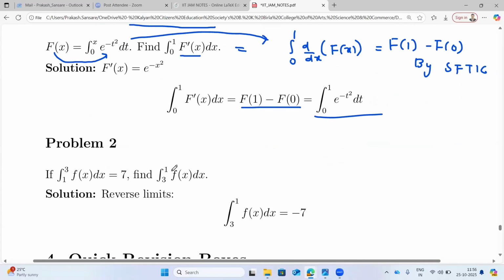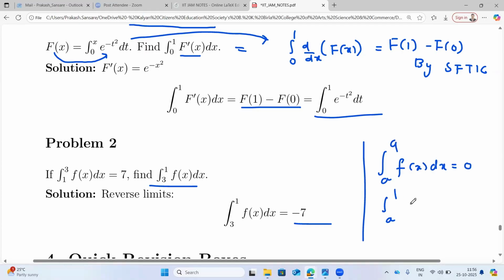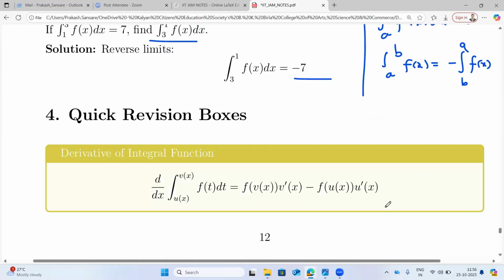Well, the integral from 1 to 3 of f of x dx is equal to minus the integral from 3 to 1, so you just have to reverse the limits. You can reverse the limits. So you should also know the basic rules of integration, like the integral from a to a of f of x dx is always 0. Then the integral from a to b of f of x is also equal to minus the integral from b to a of f of x dx, and so on and so forth. And further the additive property, then the multiplication property, or maybe division, and all this you should know.